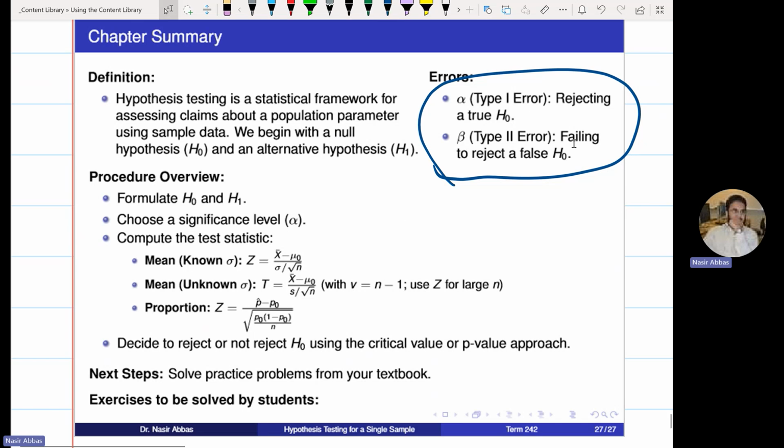Next class, I will bring 8 to 10 questions from old exams again, and we will try to solve them. And the class after, we will start chapter 11, which is regression.